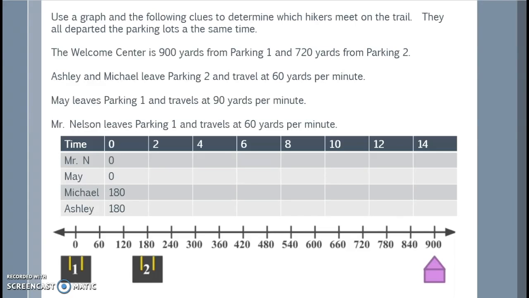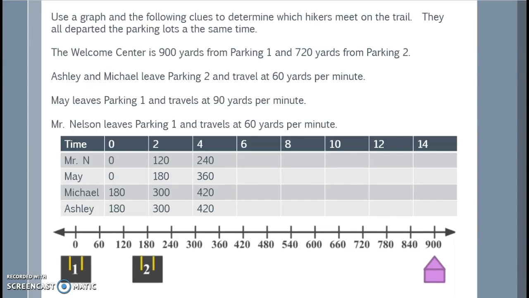So then after the first 2 minutes, Mr. Nelson travels 60 plus 60 per minute, so 120 yards. May travels 90 and 90, so 180 yards in 2 minutes. And then Michael and Ashley travel 60 yards per minute, so 180 plus 120 gives us 300.